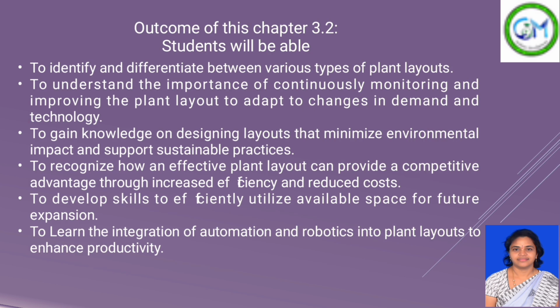The learning outcome of this chapter is that students will be able to identify and differentiate between various types of plant layouts, and to understand the importance of continuously monitoring and improving the plant layout to adapt to changes in demand and technology, to gain knowledge on designing layouts that minimize environmental impact and support sustainable practices, and to recognize how an effective plant layout can provide a competitive advantage through increased efficiency and reduced cost, to develop skills to efficiently utilize available space for future expansion, to learn the integration of automation and robotics into plant layouts to enhance productivity.